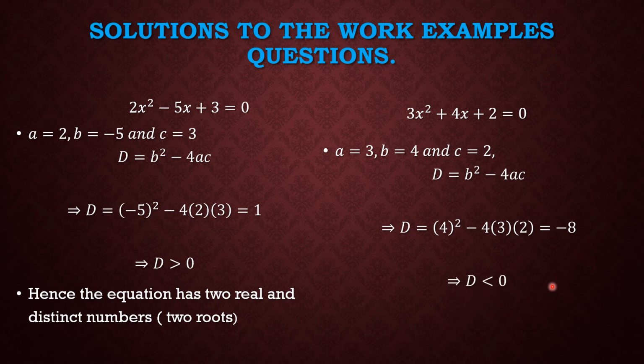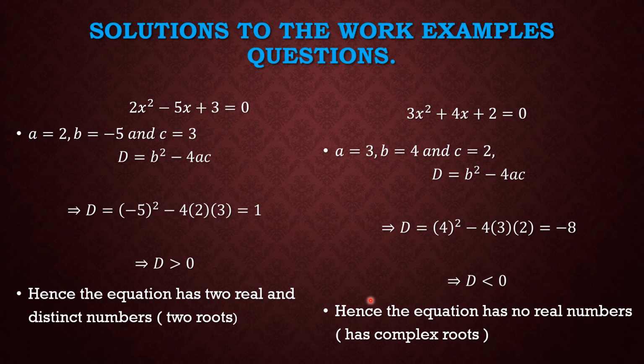The moment D becomes less than 0, it means the equation has no real roots. That means it has a complex root. So when you solve this particular quadratic equation, you are going to end up having complex roots as your answer.